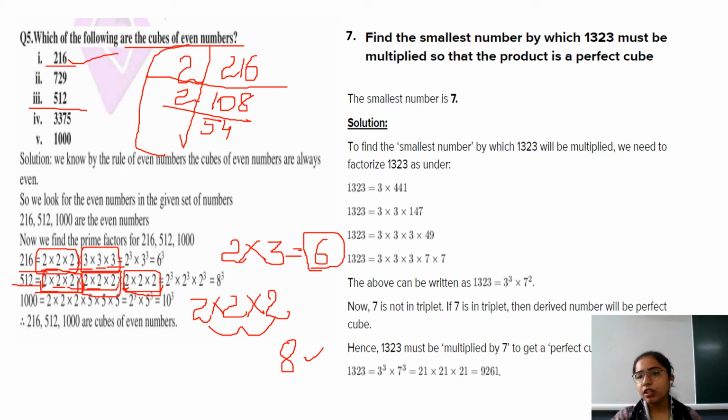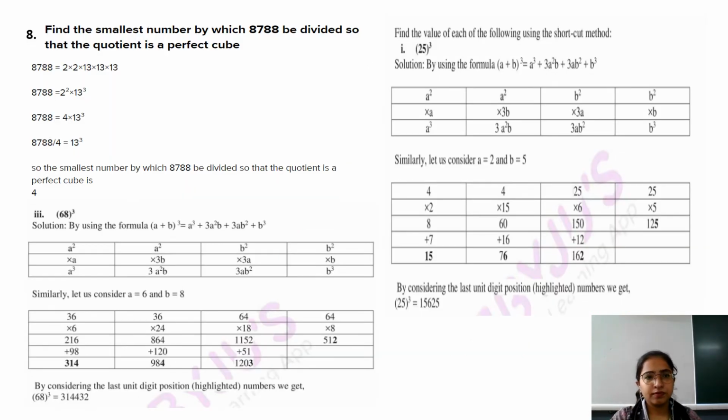Okay. Next question. The smallest number by which 8788 must be divided so that the quotient is a perfect cube. What's the question? You have to divide 8788 by some number so that the quotient is a perfect cube. Okay, so let's make factors of 8788. When you take the prime factors of 8788, you will get the factors like 2 into 2 into 13 into 13 into 13, right?